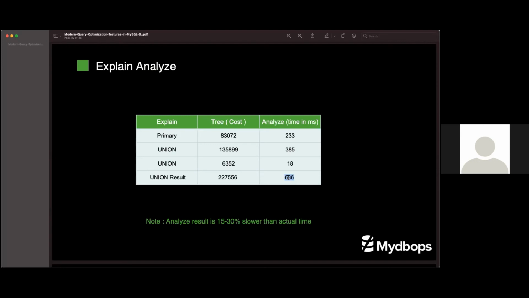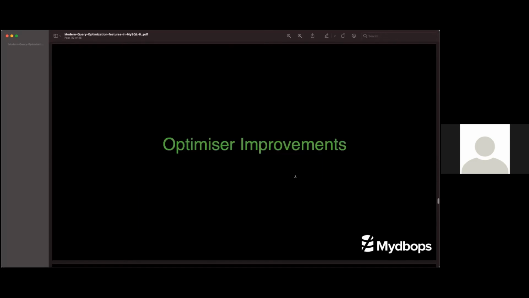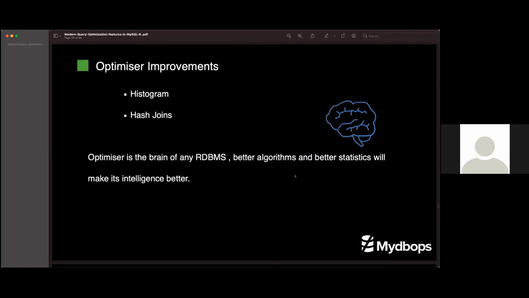The actual query time and the analyze time can differ. This can be because the internal operations take time to evaluate everything. But it gives a clear idea while comparing. So the tree is the estimate, or you can say a guesstimate, and this is close to the actual time spent. Okay. And the final thing is the optimizer improvements.